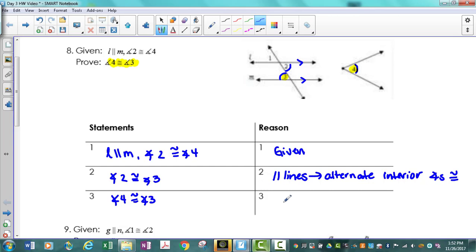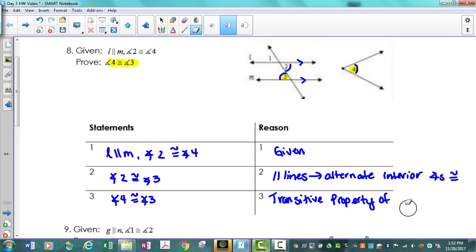Now, since we're dealing with congruence and not equality, this is the transitive property of equality. I'm sorry, of congruence. Transitive property of congruence. When we're dealing with equality, we use the substitution property. So this is the transitive property of congruence.